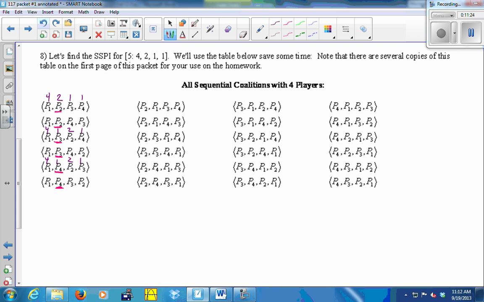So take a few minutes and discuss in your groups if you need to, and find the pivotal player in each of the remaining 18 sequential coalitions.